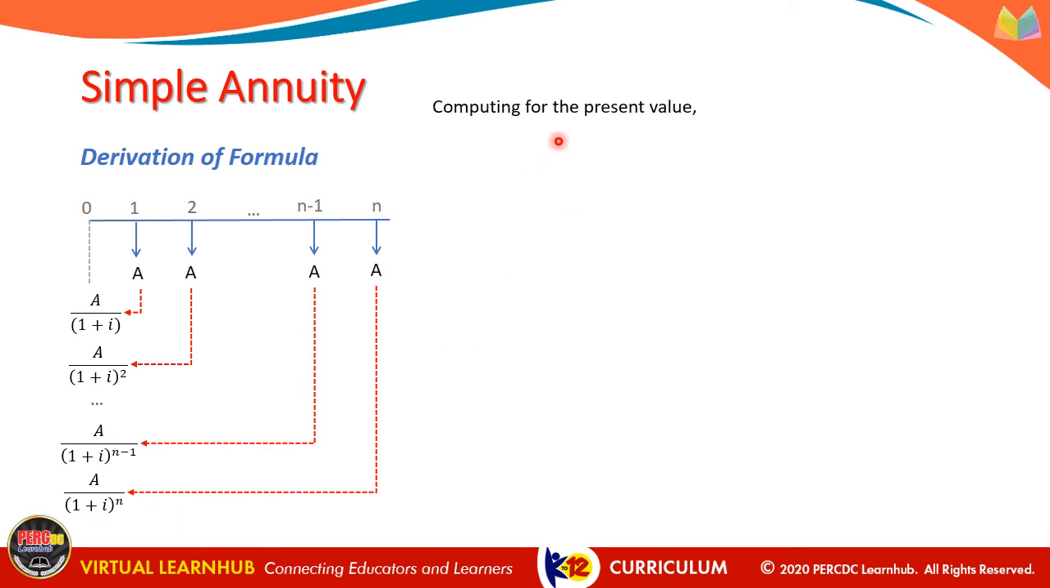Computing for the present value, we just need to add all of this and we will get present value P is equal to A over 1 plus I plus A over 1 plus I squared plus and so on until plus A over 1 plus I raised to n-1 plus A over 1 plus I raised to n. We will call this equation number 1.